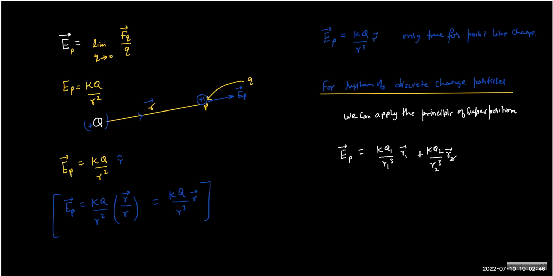Understood what it is saying? That you can imagine one charge at a time and then simply keep on adding their contributions. Of course, the addition is going to be vector addition because the field is a vector, so it will have a definite direction. So you can keep on adding like this.